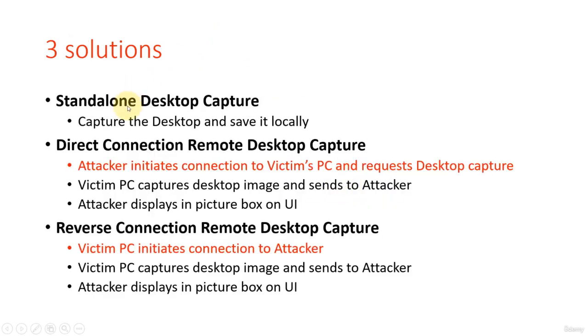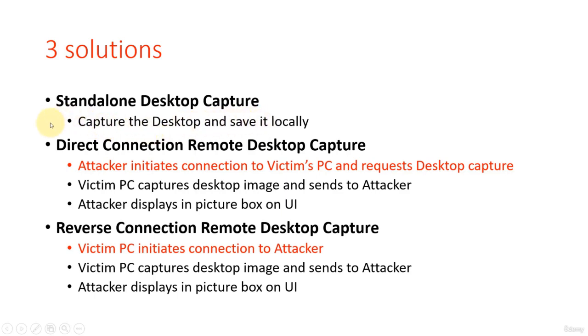There are three solutions to implement desktop capture. We are going to go through each one of them in increasing level of difficulty. The simplest one is the standalone desktop capture. In the standalone desktop capture, the capture is done locally. There is no attacker machine. That means you are simply writing a program to capture the desktop image and you save it locally.